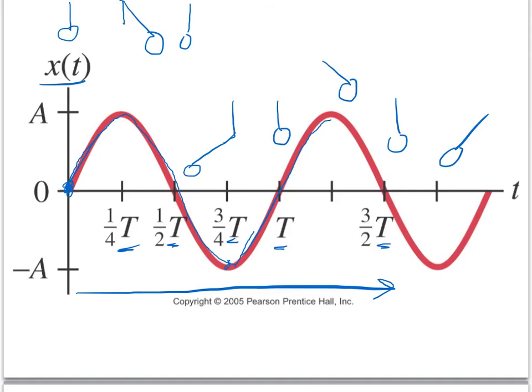Notice again that its period T is the time it takes to make one complete cycle. So equilibrium headed up to equilibrium headed up is one full period T. One complete cycle takes the time T, its period, and earlier in the video I showed you the equation for finding the period T, how long it takes to make one complete cycle.